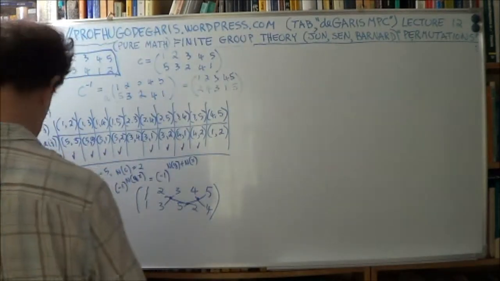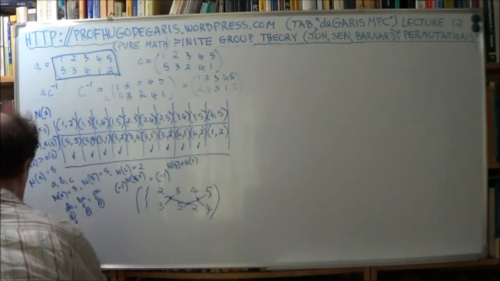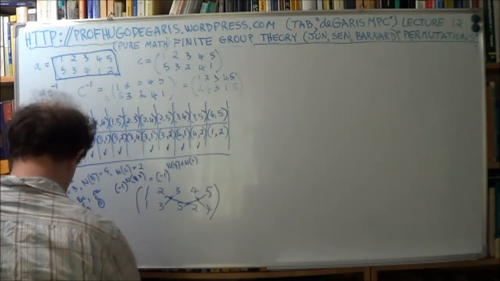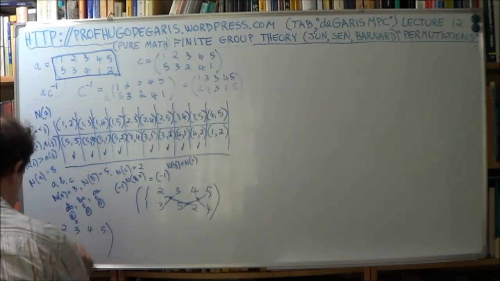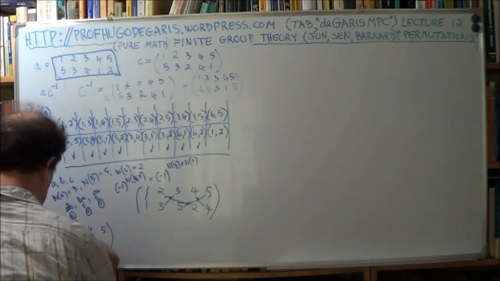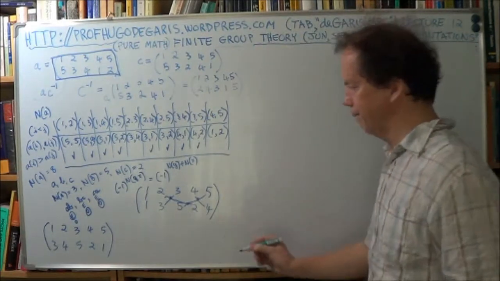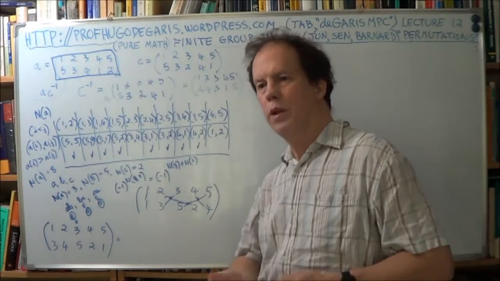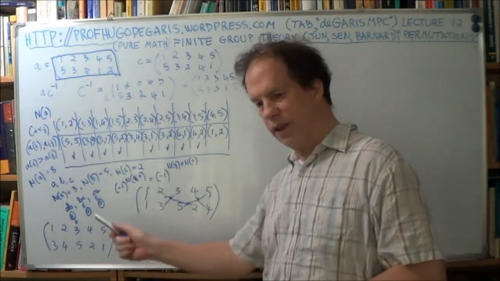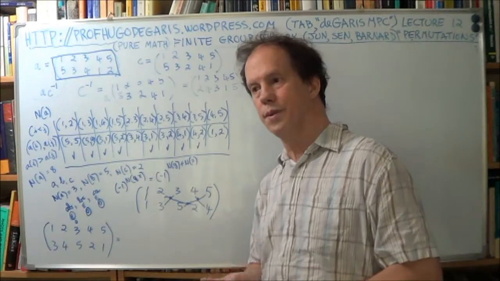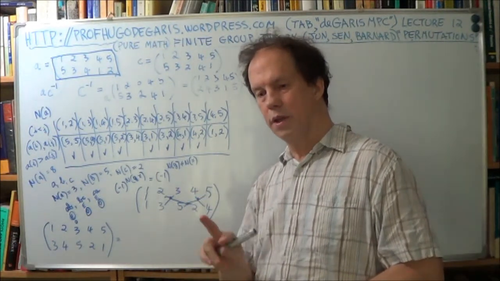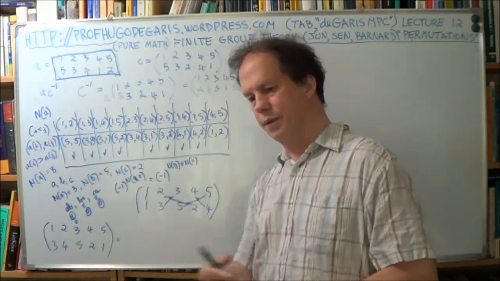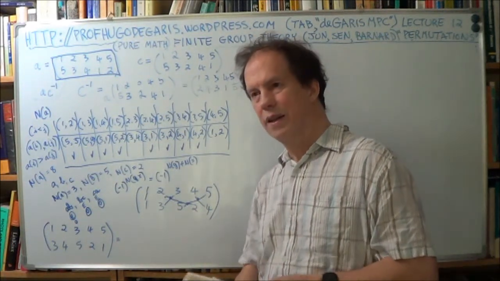So here's the permutation. 1, 2, 3, 4, 5 goes to 3, 4, 5, 2, 1. Right? Now, strictly speaking, when you're splitting them into disjoint cycles, because they're disjoint, they commute. So the order that you put the disjoint cycles, strictly speaking, doesn't matter.